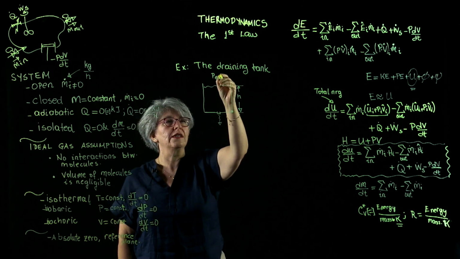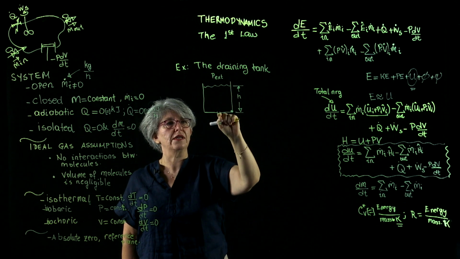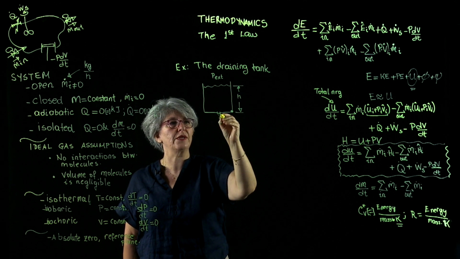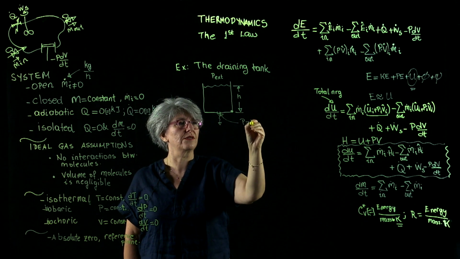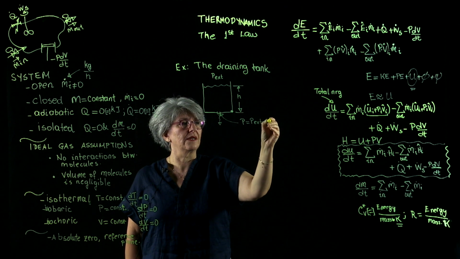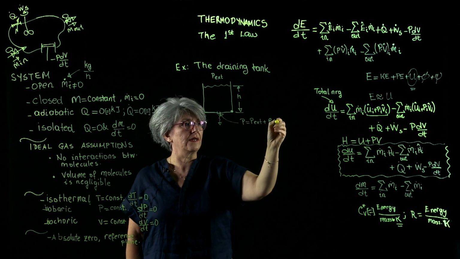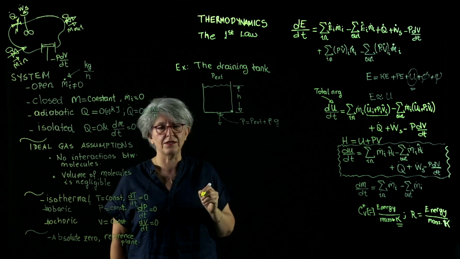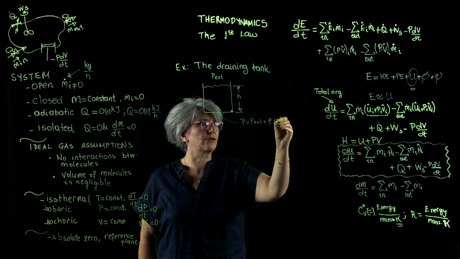So here, this is our external pressure. At this point, the pressure should be equal to the external pressure plus rho, the density of the liquid here, times the gravitational acceleration constant, times the liquid head.